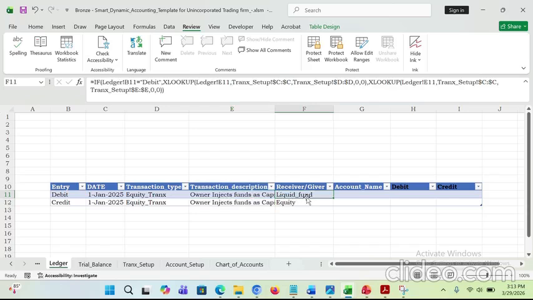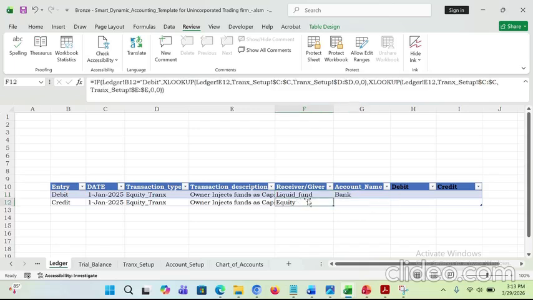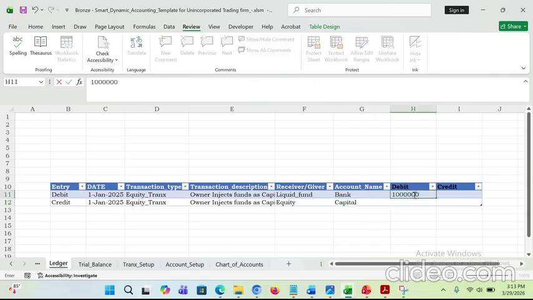You can see the smart template has automatically detected that for the debit entry, you have to debit your liquid fund, which can either be bank or cash. So let's assume it's bank, and your equity, which is definitely your capital. So you select capital. The amount is 1 million. So debit 1 million and credit 1 million. You can put 0 this side.